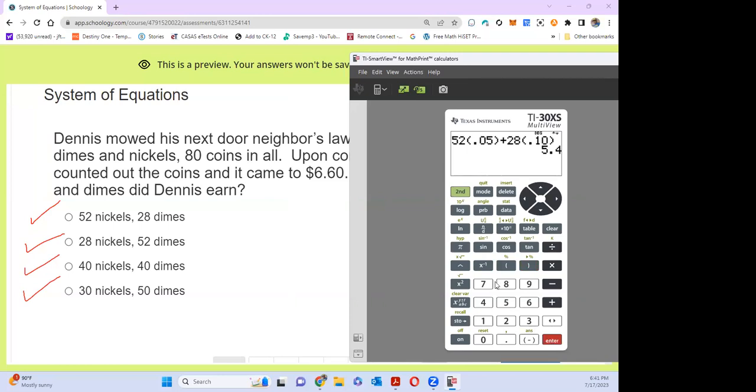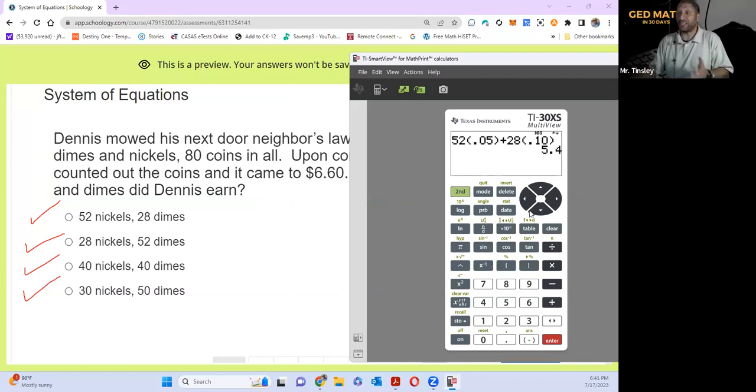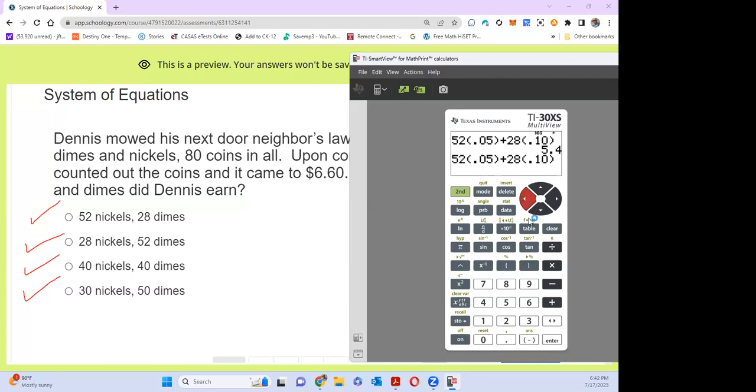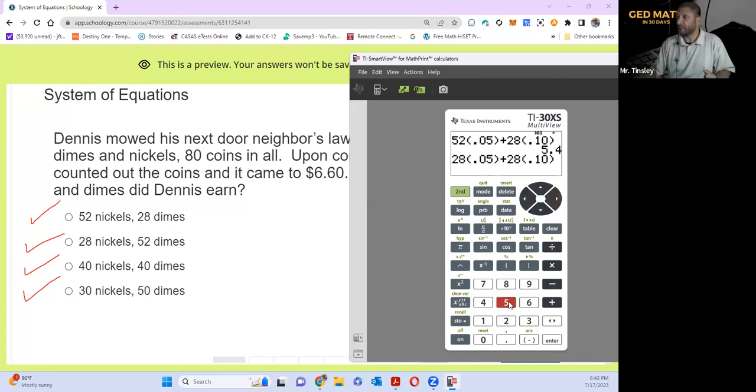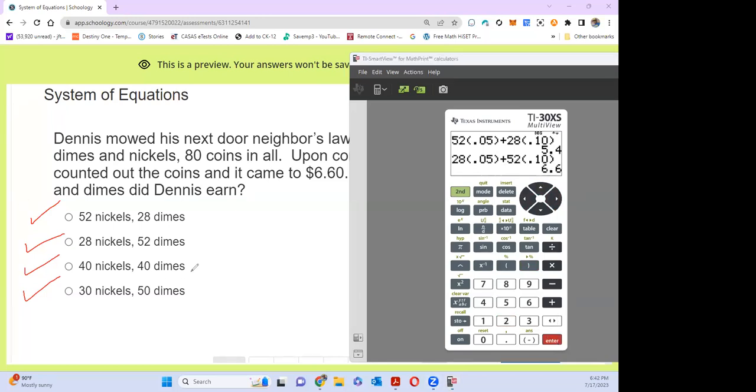No. So now I'm going to do the same thing, but this time I'm going to go up to my formula and press enter. Instead of 52 nickels, for B, how many nickels do I have? 28. I'm going to change that to 28. And how many dimes do I have? 52. I press enter. Did I get 660? Yes, it looks like 660. There you go. I'm done.